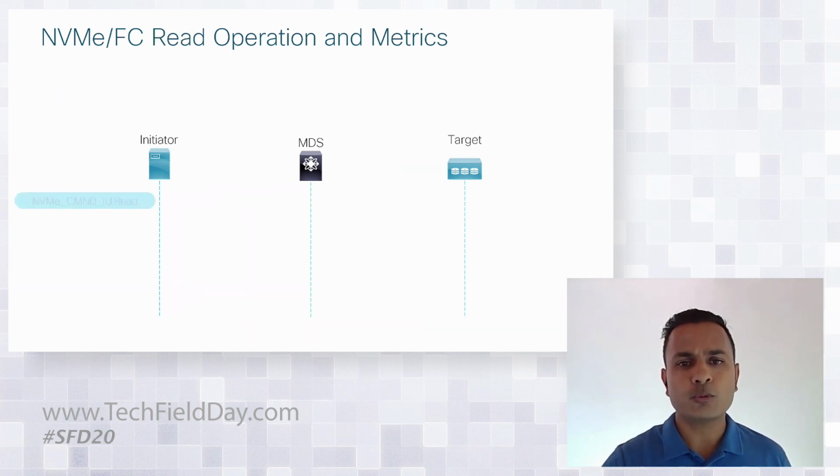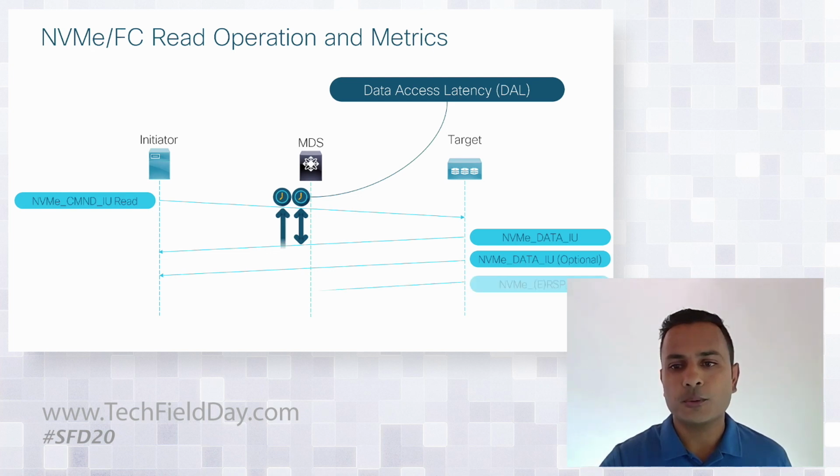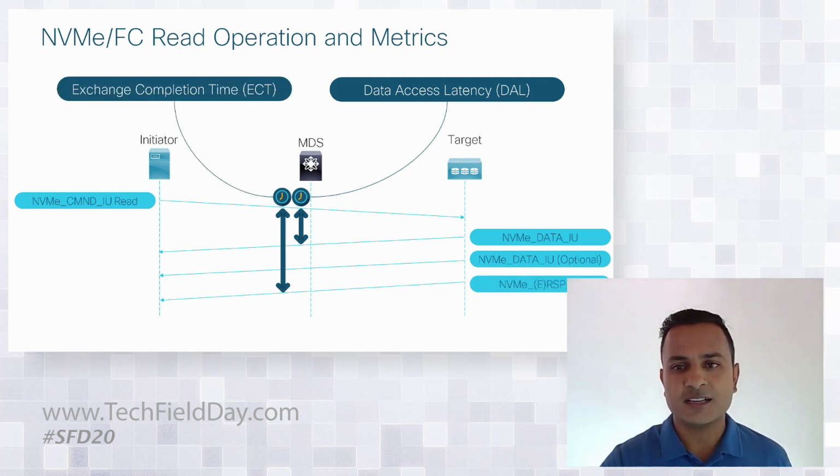Now, talking about read operations, very similar to the way it works over SCSI, just that it's one step less. There's no transfer ready involved here. So, as I said, the concept of the metrics continues to be the same. There's a concept called data access latency, or DAL, which is the time taken between the command frame and the first response sent by the target. And then ECT is the total time to finish the whole IO transaction.